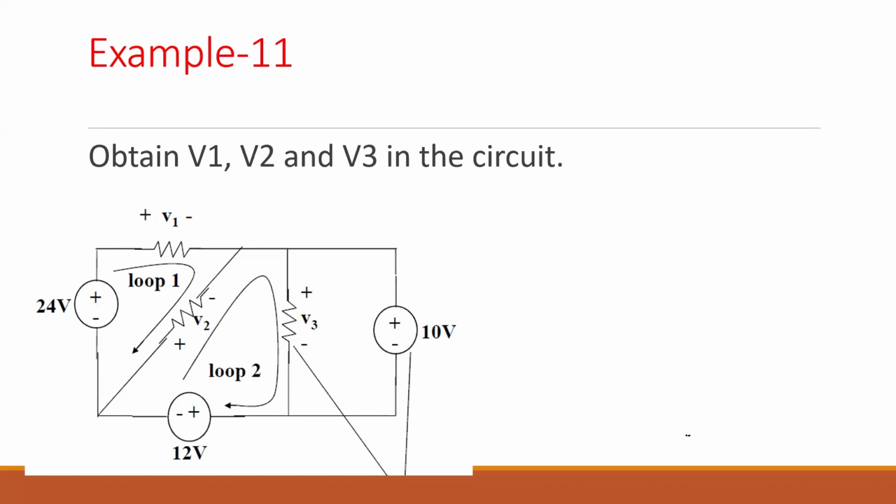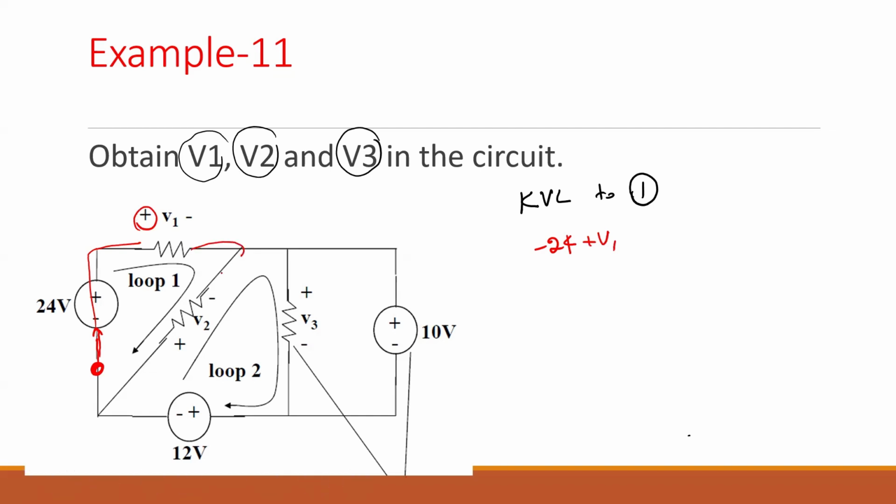Let's use Kirchhoff voltage law, which says around a loop, you get the algebraic sum of the voltages equals 0. So we are applying KVL to loop 1. When you apply KVL to loop 1, you can start at any point. So this will be negative 24, and I'm going to positive V1, and I'm going to negative V2. Coming back to the start point, this equals 0. So I have one equation, applying this to loop 1.